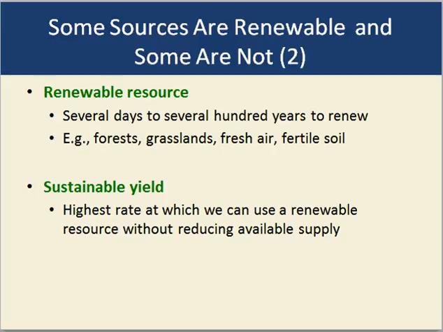Renewable resources may take several days to several hundred years to renew themselves, such as grasslands or fresh air or fertile soil. And if we're using these resources, we use them at what's called a sustainable yield, which would mean we're using them at the highest rate in which we can use the renewable resource without reducing its availability. Therefore, it will remain sustainable.